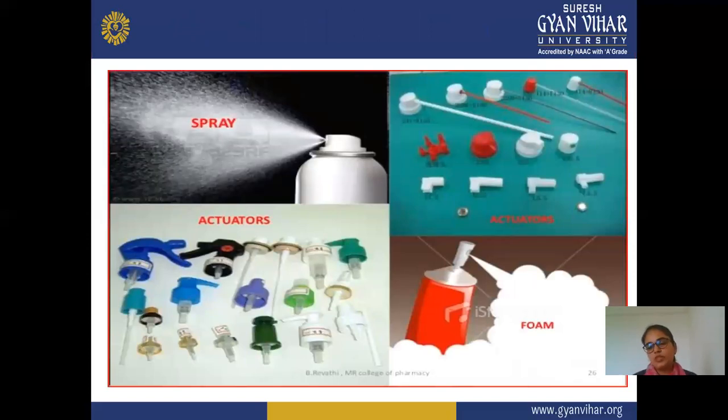So these are the examples in the picture. First aerosol is a spray form. You can see that these aerosols are expelled out in a spray form, or you can easily identify these aerosols expelled out through a spray form. And next, this is the actuator. The actuator is a part of the aerosol through which you can easily expel out the product, or we can say it's a cap part of the aerosol.